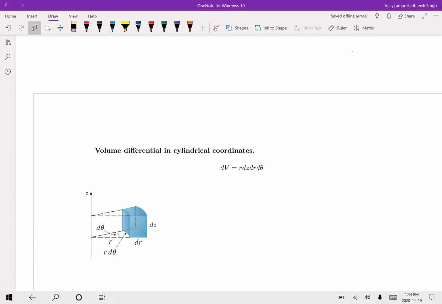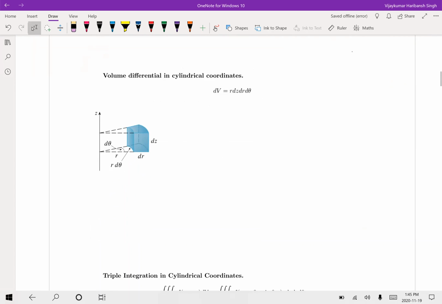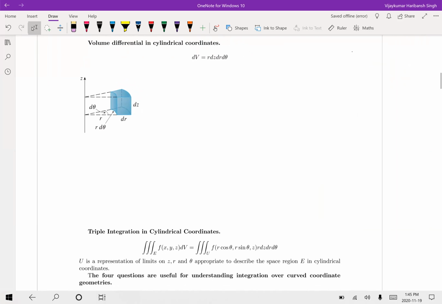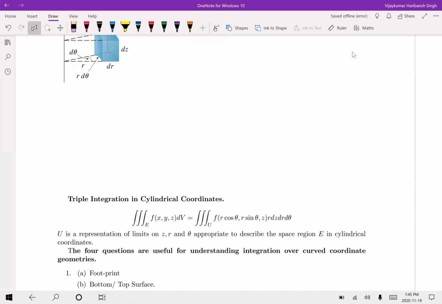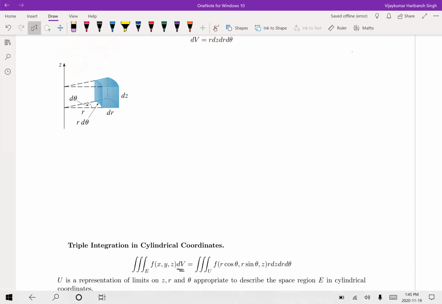So now again, the idea would be to integrate. We want to find the triple integral of f of x, y, z dV, where dV is a volume element. Now the way the volume element changes is, initially you had dV equals dx dy dz, right?